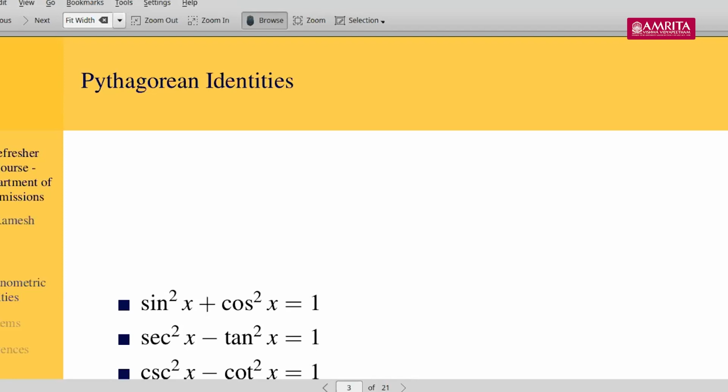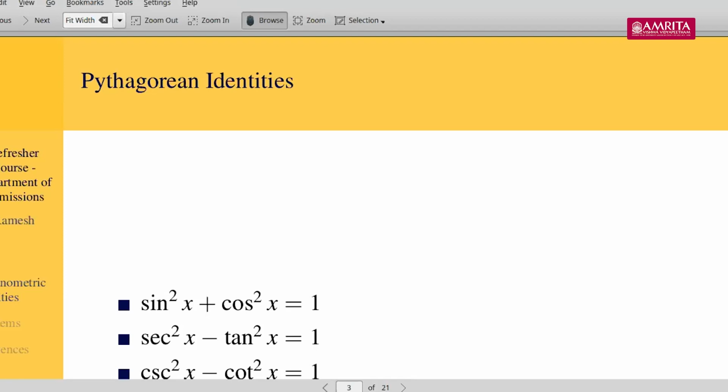The second identity is secant squared theta minus tan squared theta is equal to 1. You know very well, secant is nothing but 1 by cos, and tan is nothing but sine by cos. If you want to substitute, you can expand it: secant as 1 by cos and tan as sine by cos. Then again you can get the right hand side equal to 1.